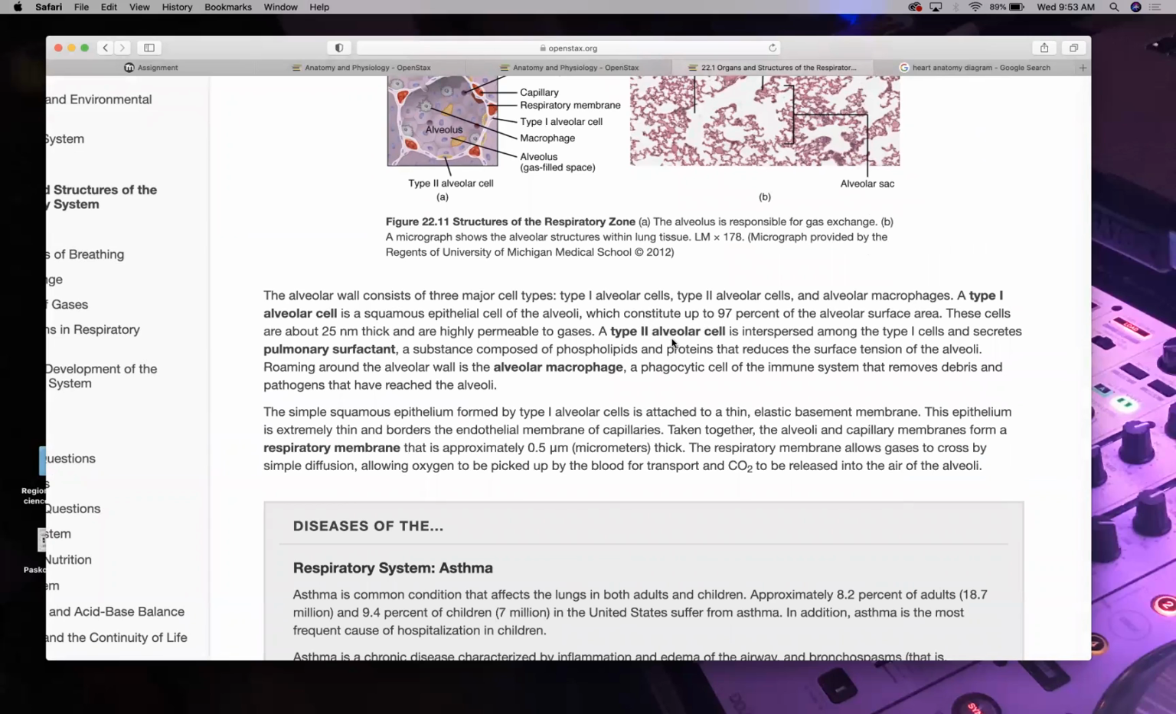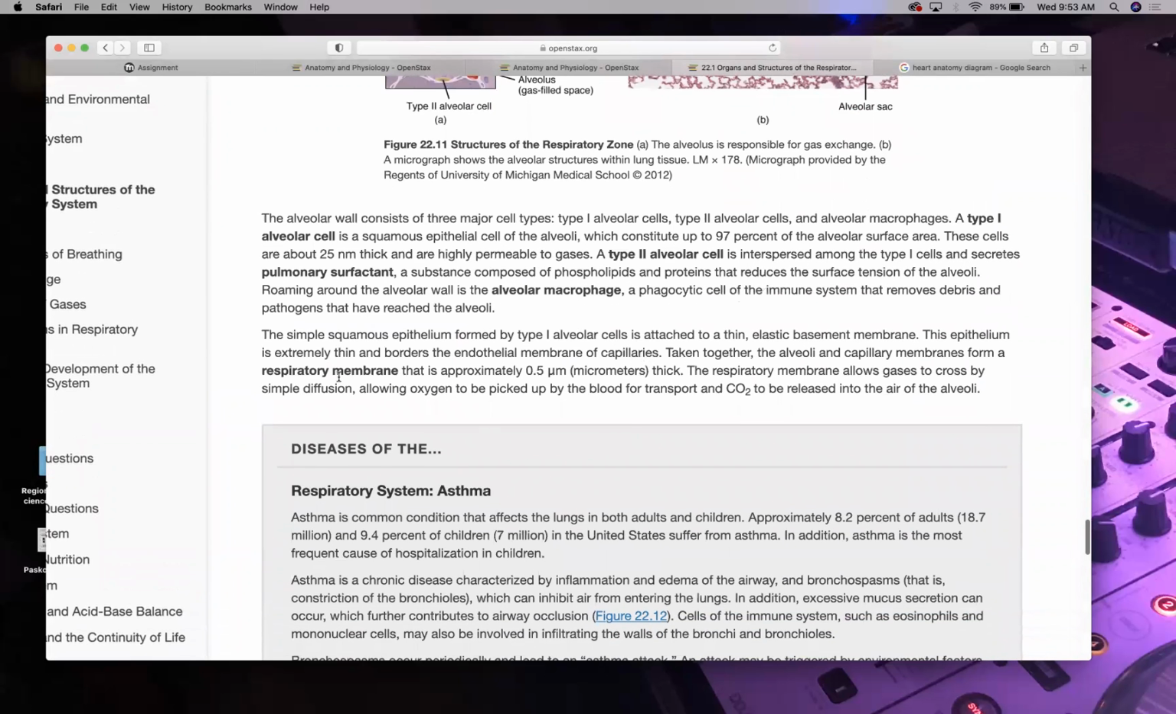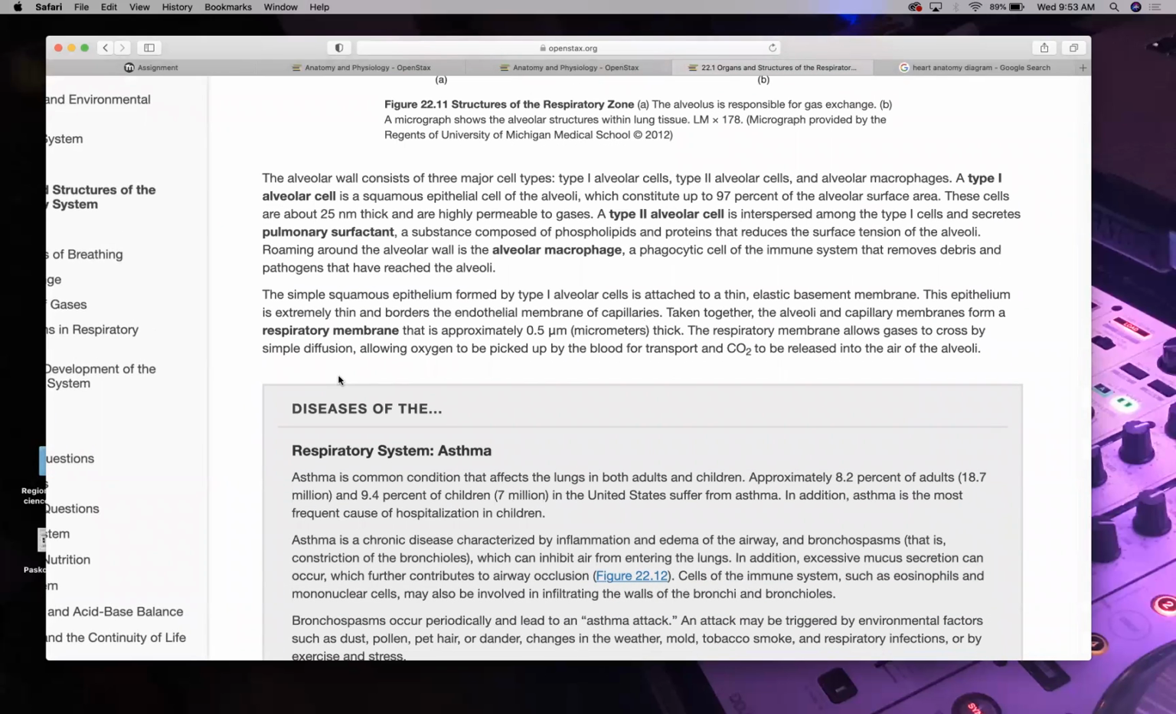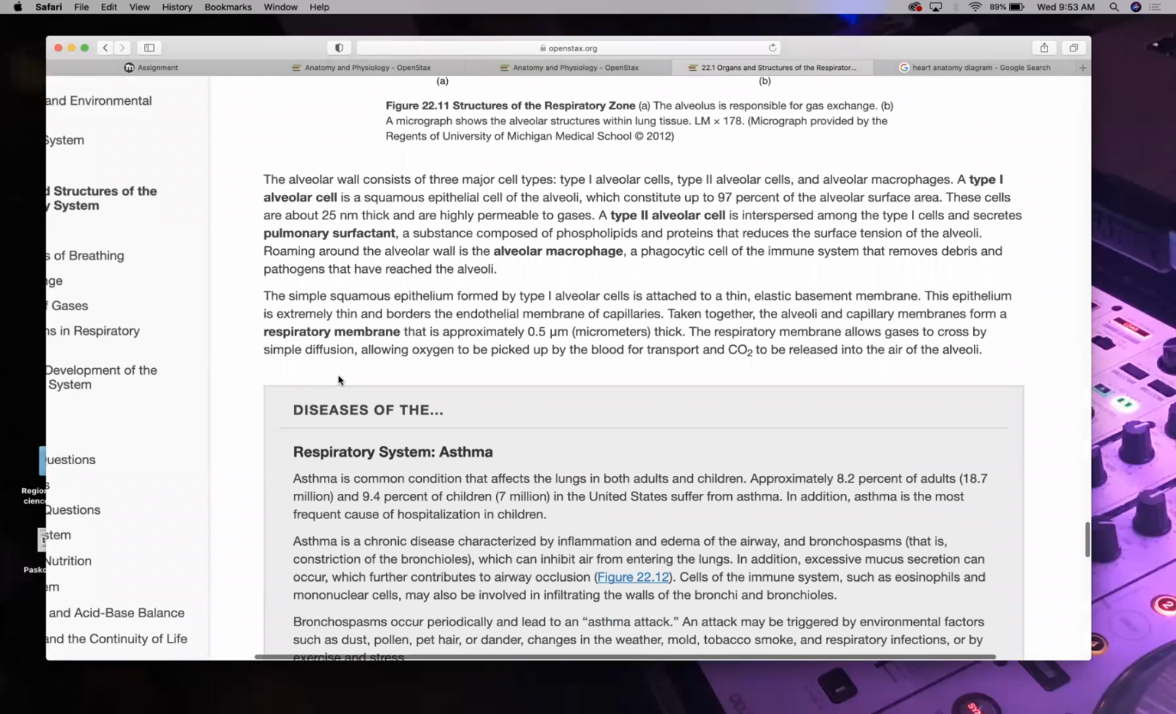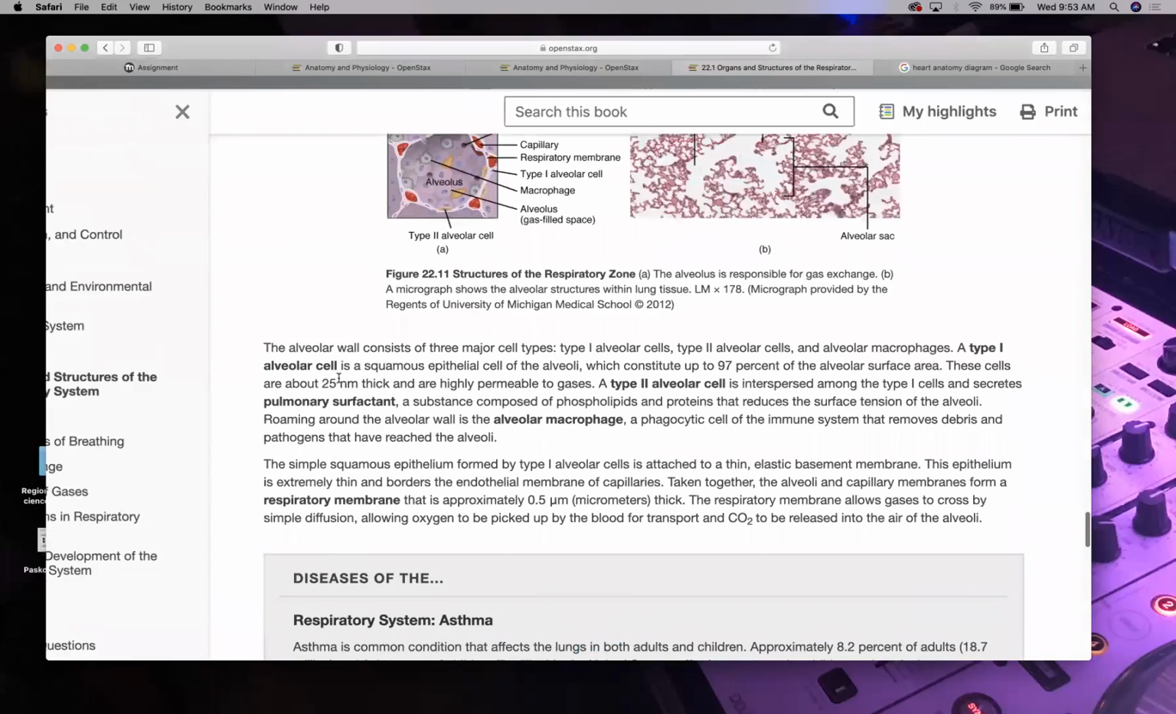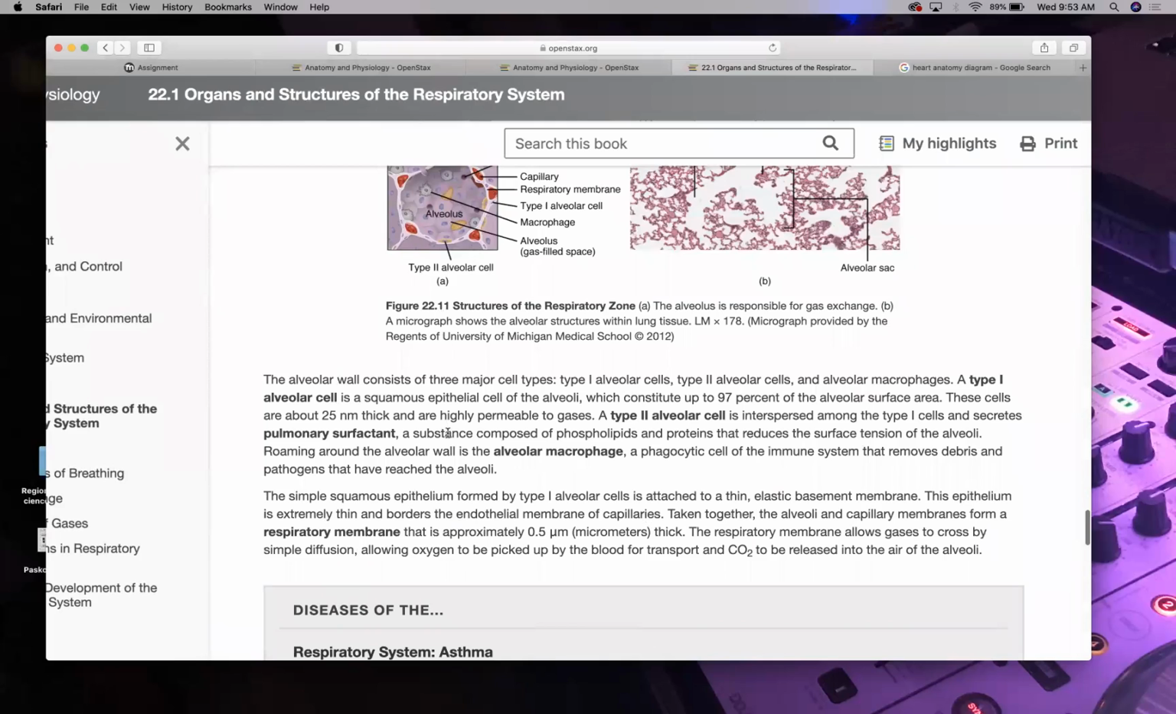Just as a side note, because this appears on a lot of exams, type 2 alveolar cells produce pulmonary surfactant. The function of surfactant is to reduce surface tension so that your alveoli stay patent. They keep the alveoli open.